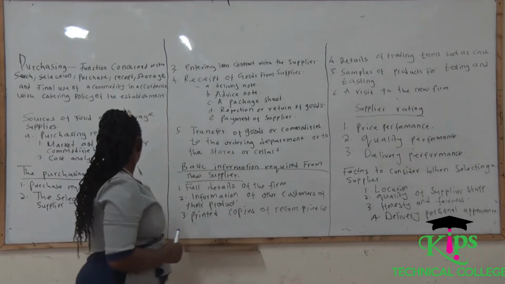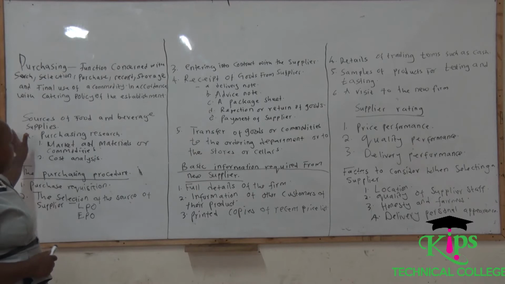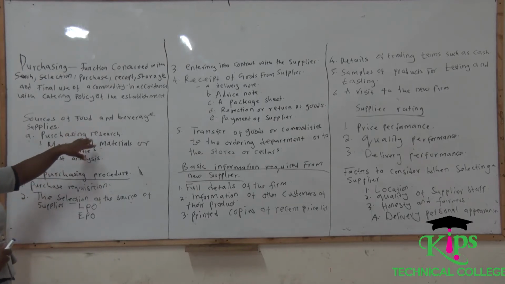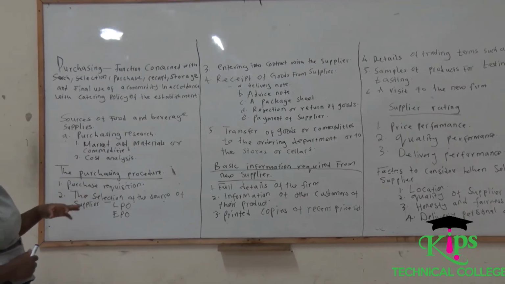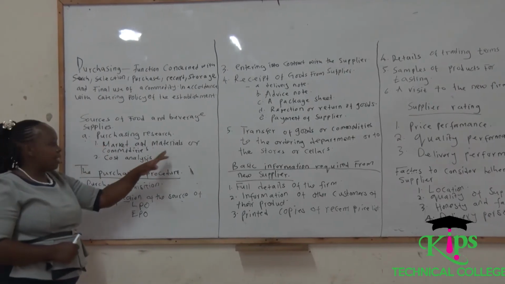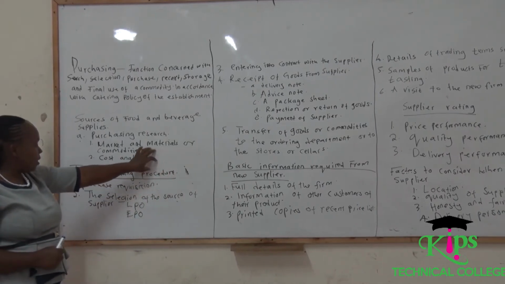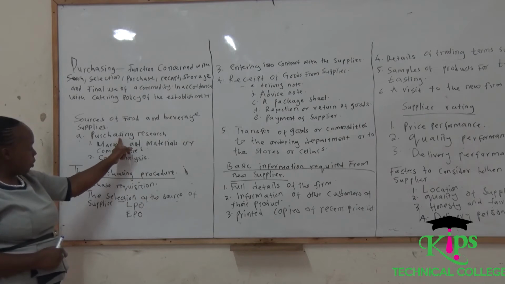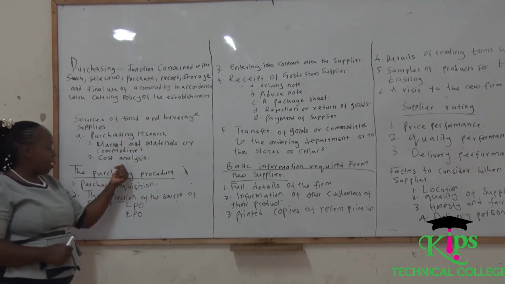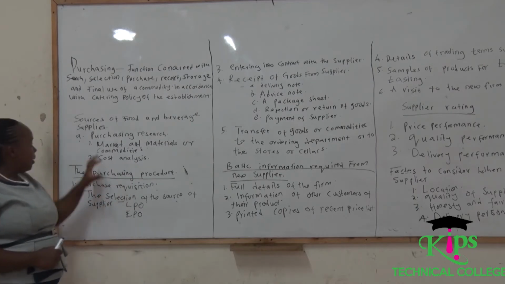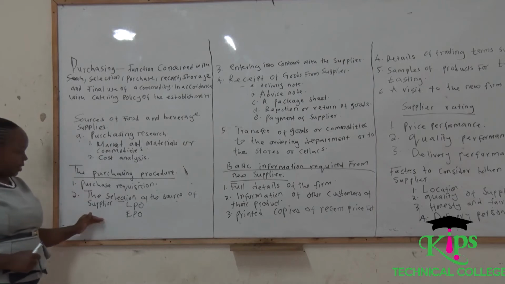Now, there are sources of food and beverage supply. The main source of food and beverage supply is purchasing research. And when we're doing the purchasing research, we're looking at the market and materials or commodities that are in the market. So you're doing a research on that. Then after looking at the materials and the commodities, now you do cost analysis of what you have gathered.